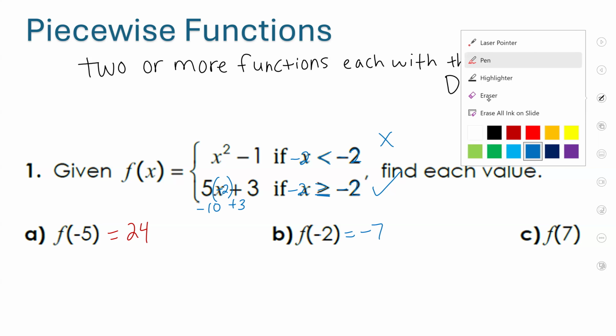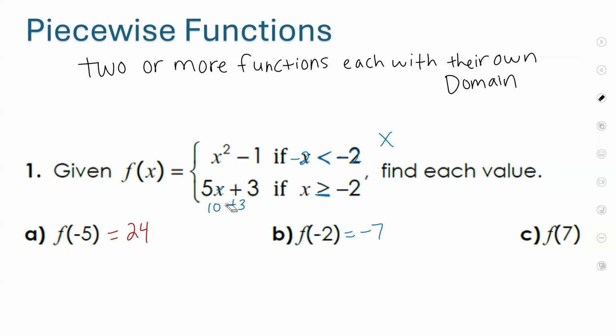Now let's do the last one. We need to figure out which function we're going to use. They gave us the number 7. Since they gave us 7, which one will I use, the top or the bottom one? The bottom one, because 7 is greater than or equal to -2. It's not less than -2. So I have to use the bottom one. We're going to plug this in. 5 times 7 is 35, plus 3 is 38. So this one is 38.